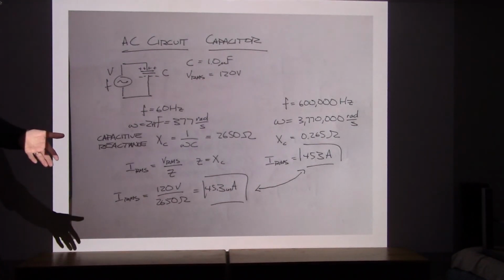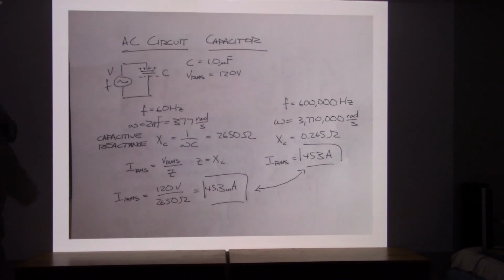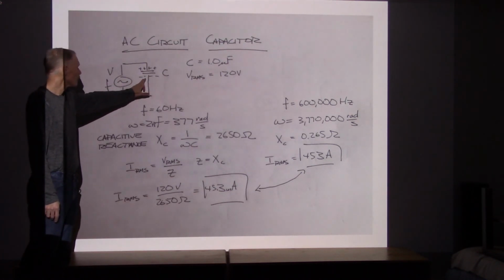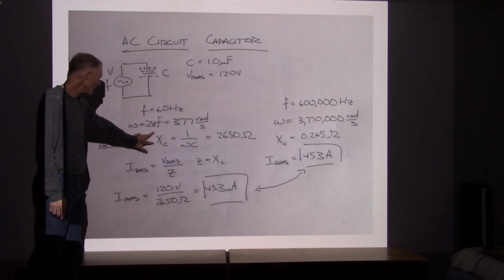Now, don't get too used to those, because from time to time they're going to throw in an AC power supply that has different properties to it. Different voltages, different frequencies. So it's not always going to be 120 volts and 60 hertz. Now, as far as how much resistance this capacitor is providing, we can calculate that.